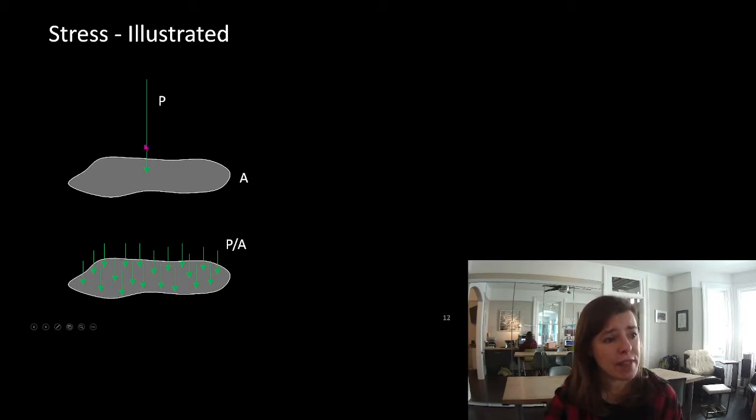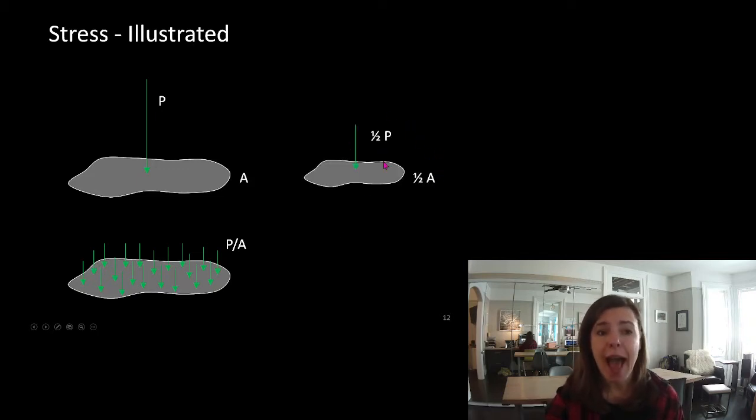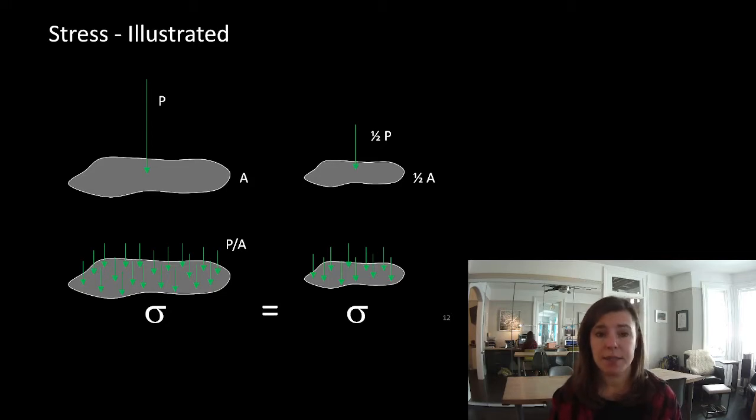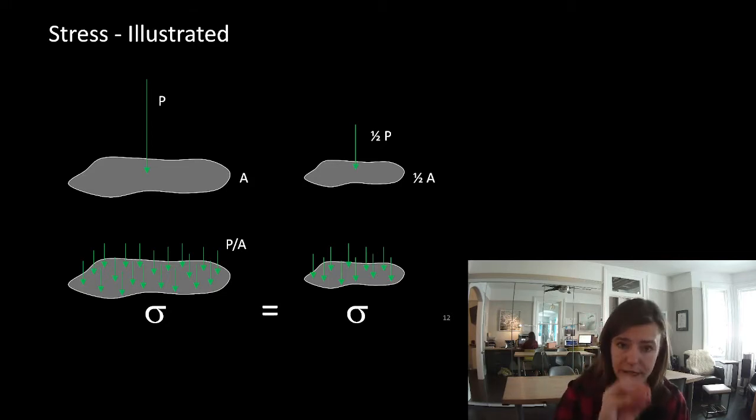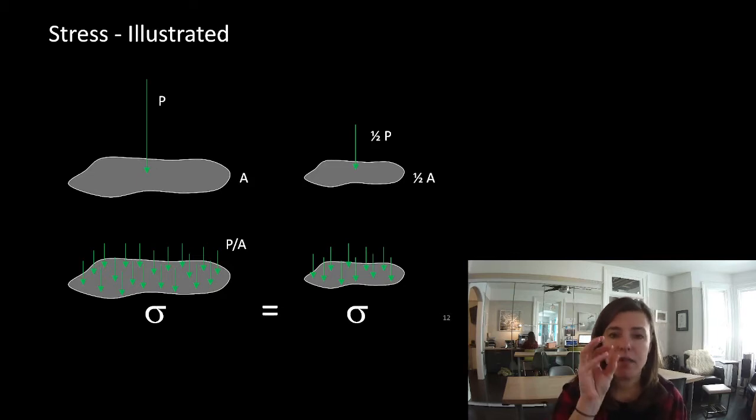What happens if we have this same system? This is stress. We have half the force and half the area. Well, half the force and half the area is the same stress. So this is why it's great. We can take it down to the material size of the object, so we can go down within the object and start talking about what's happening internally.